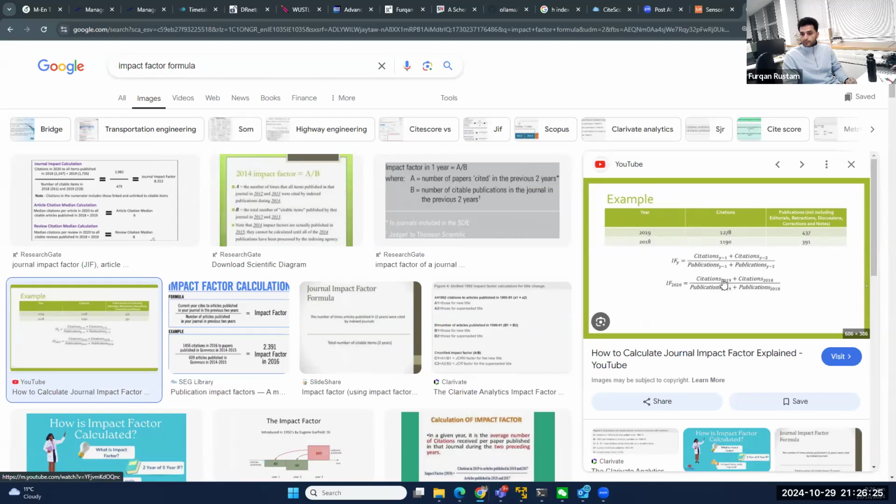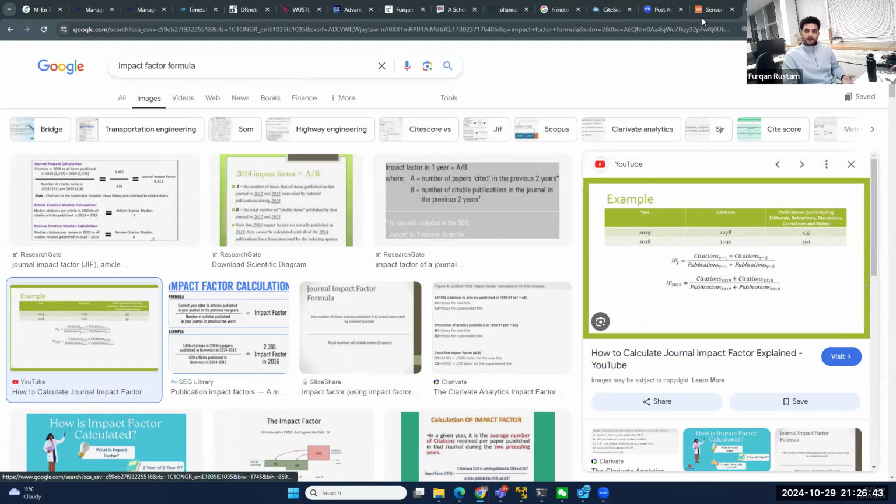Let's suppose we are finding the impact factor in 2020. So the citations in 2019 and 2018 divided by the total number of publications in 2020, 2019 and 2018. So this is how we can find the impact factor of the current year.